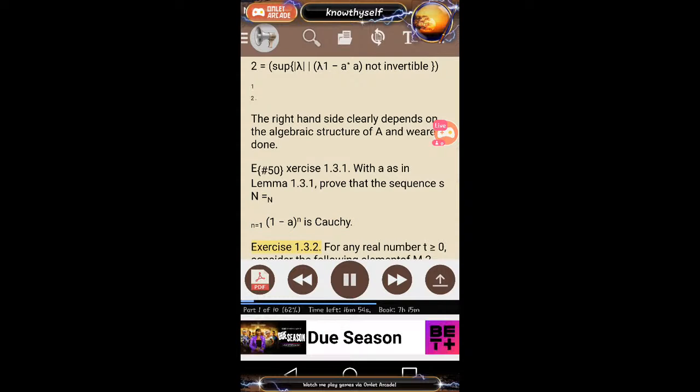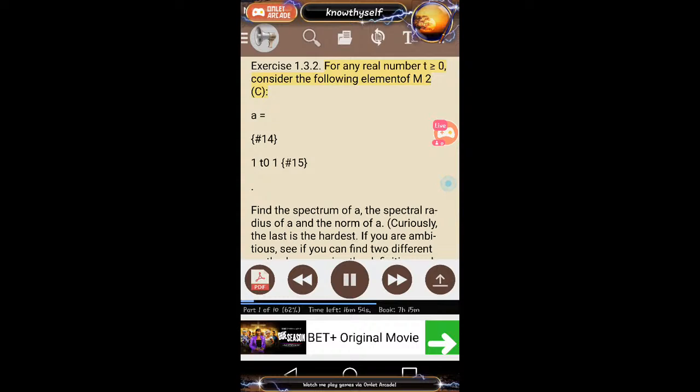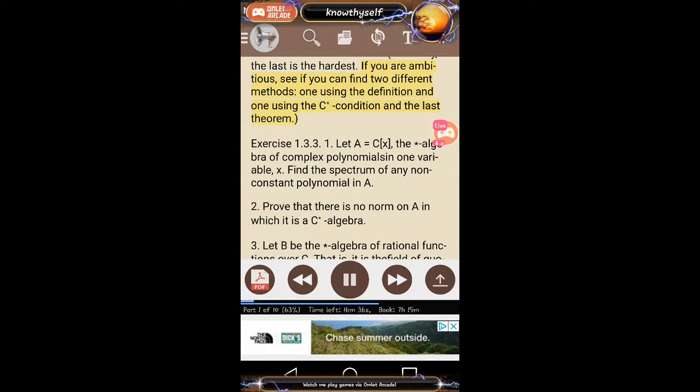Exercise 1.3.2. For any real number t ≥ 0, consider the following element of M2(C): A = [[1, t],[0, 1]]. Find the spectrum of A, the spectral radius of A, and the norm of A. Curiously, the last is the hardest. If you are ambitious, see if you can find two different methods, one using the definition and one using the C* condition and the last theorem.